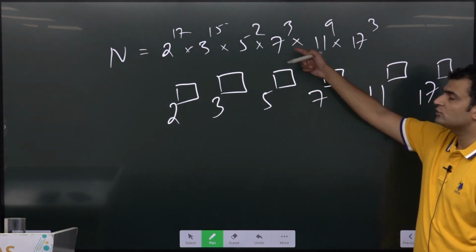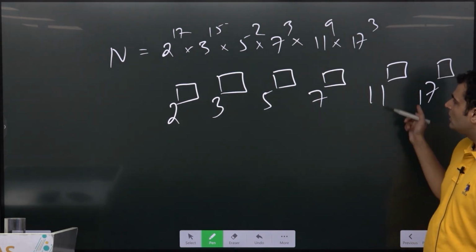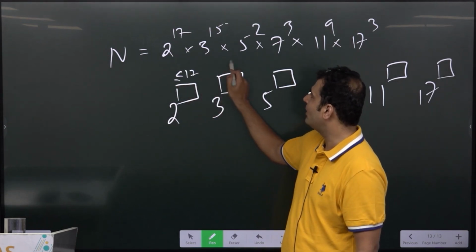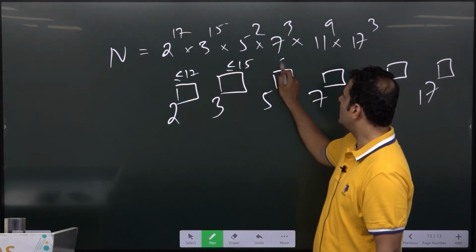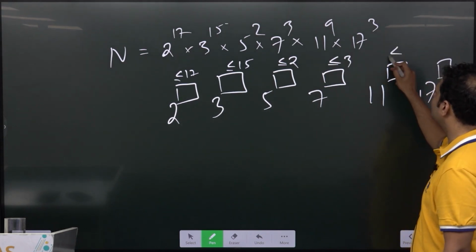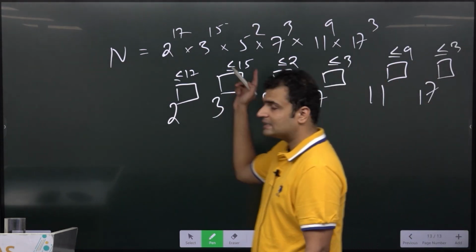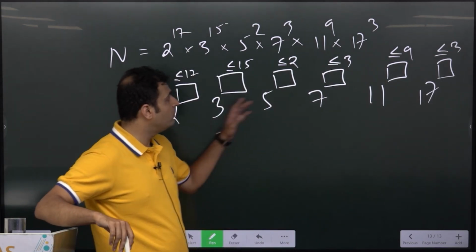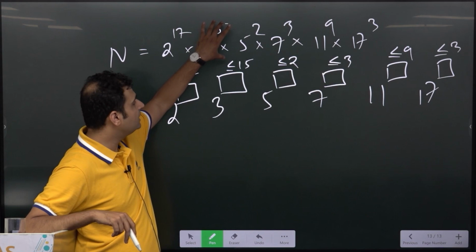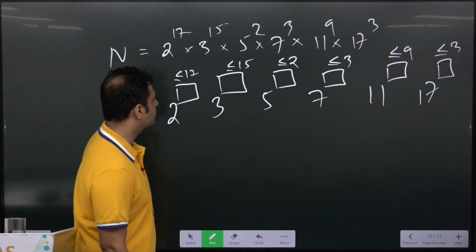And n is not divisible by any such new number, for example if there is a 19 here. But if it is like this, and here we have a number less than or equal to 17, here less than or equal to 15, here less than or equal to 2, here less than or equal to 3, here less than or equal to 9, here less than or equal to 3, then we can say that this number will be a factor of the bigger number, or this n is divisible by this number. Okay, I hope it was clear.